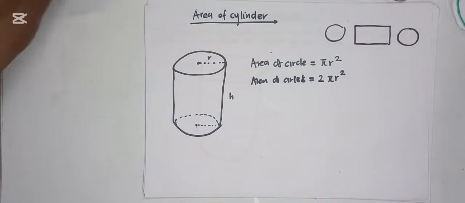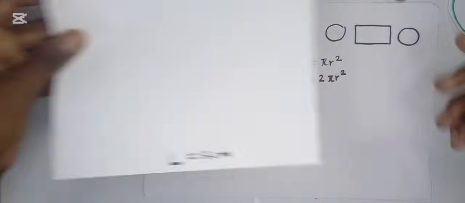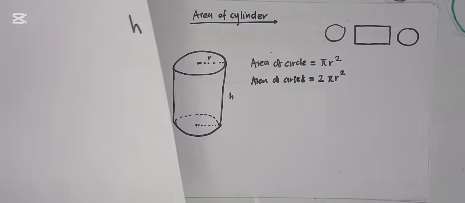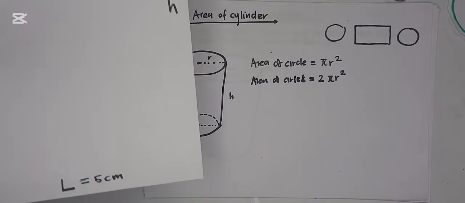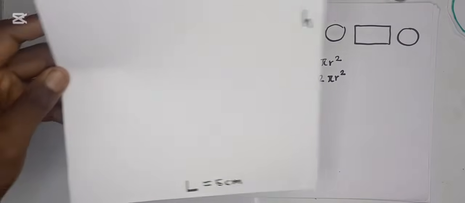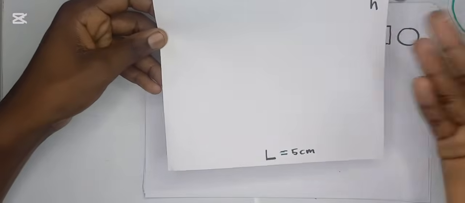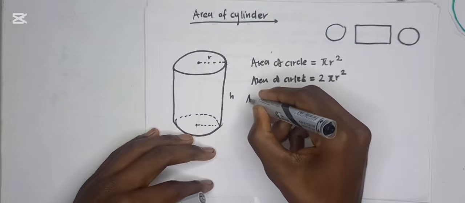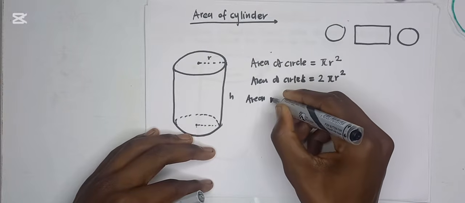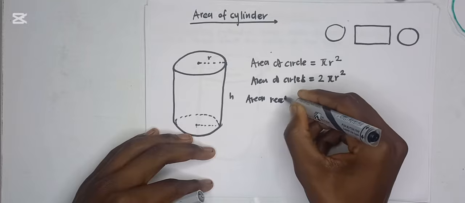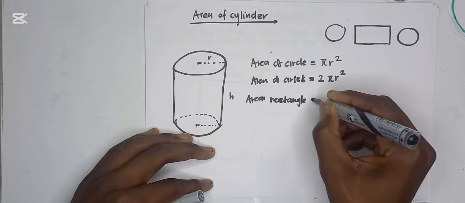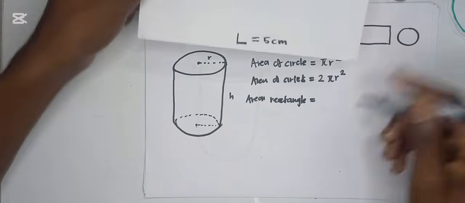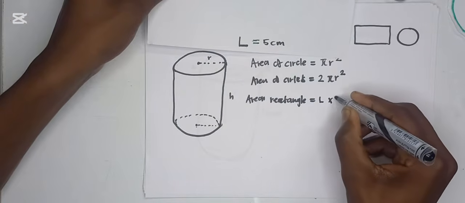So it means that we are getting closer to where we are going. Now, if we can find the area of this, then we can add it to this one, and you are going to find the formula of our cylinder. Here, this is a rectangle. What is the area of a rectangle? The area of a rectangle is equal to the length multiplied by the height.